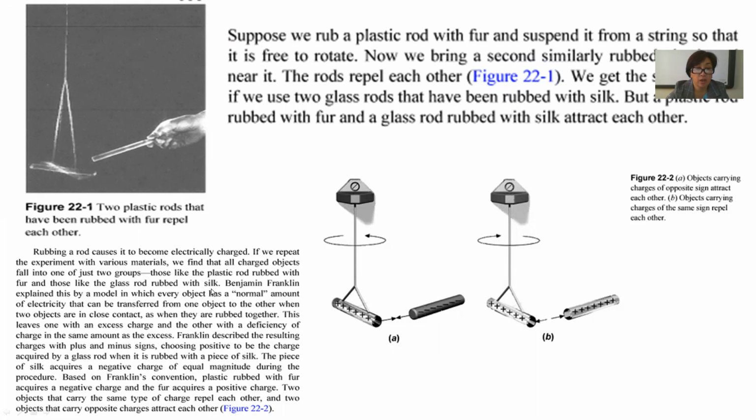Benjamin Franklin explained this with a model in which every object has a normal amount of electricity, and electricity can be transferred from one object to another when two objects are in close contact. When they are rubbed together, this leaves one with an excess of charge, and the other with a deficiency of charge in the same amount as the excess.